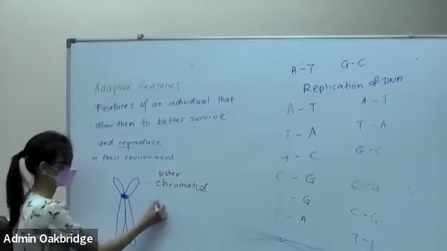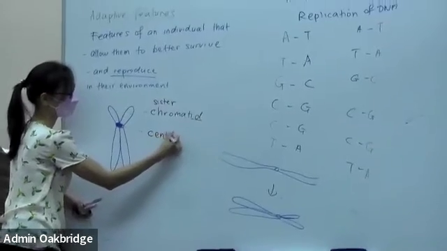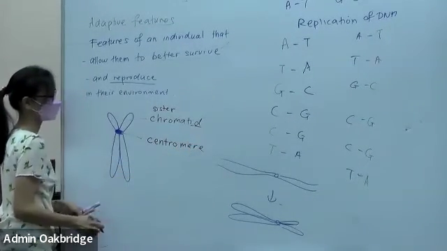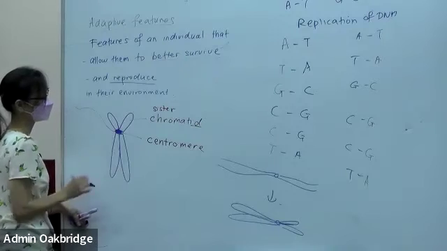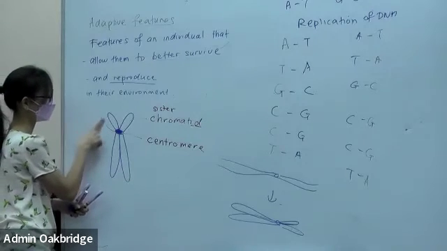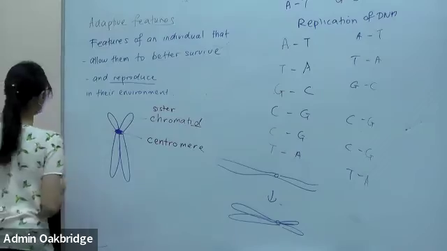What do you call it? Centromere. Very important, because later the spindle fibers will want to connect here. The attachment site for the spindle fibers. Okay, next one.